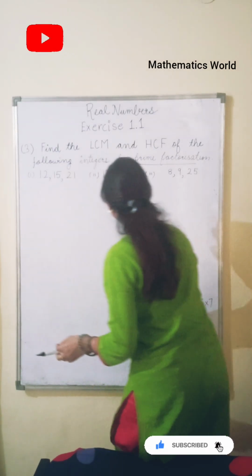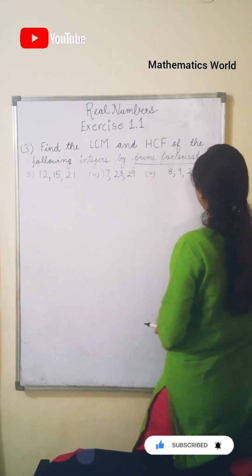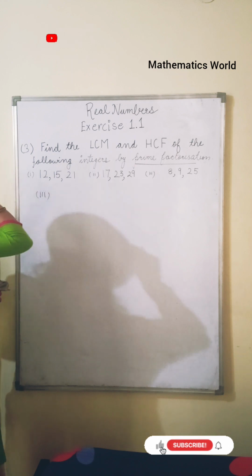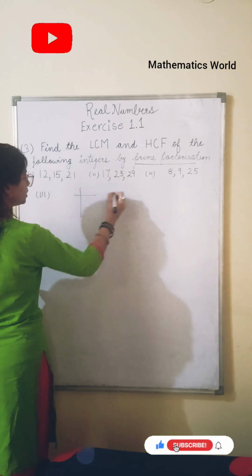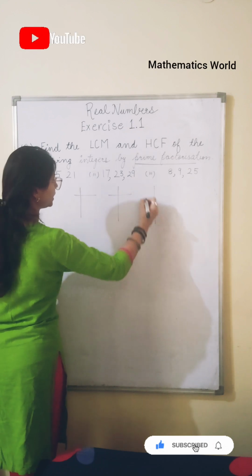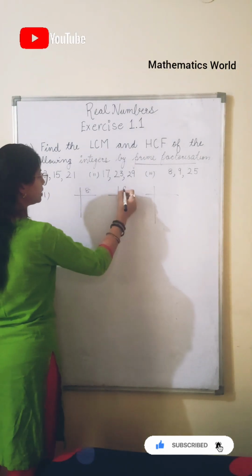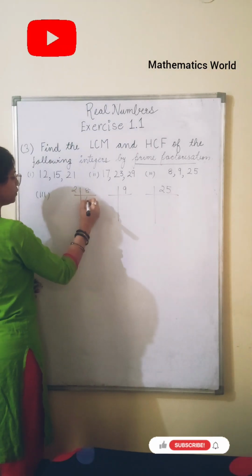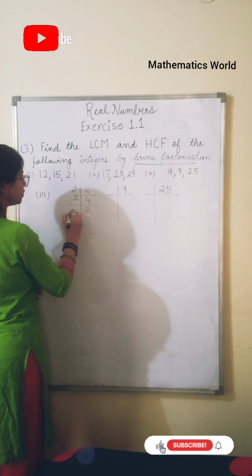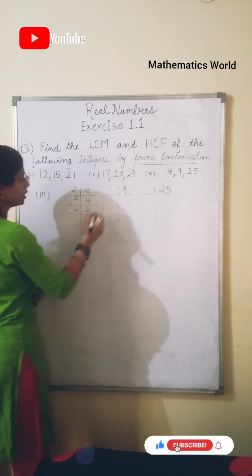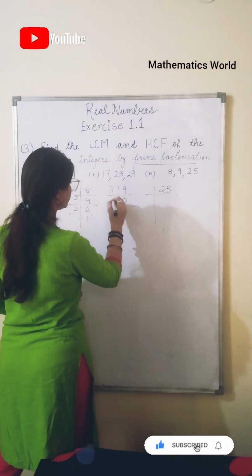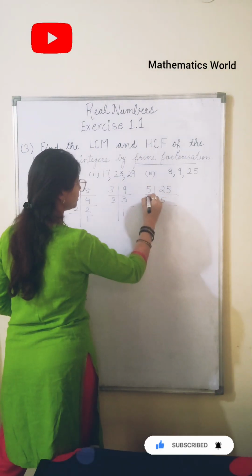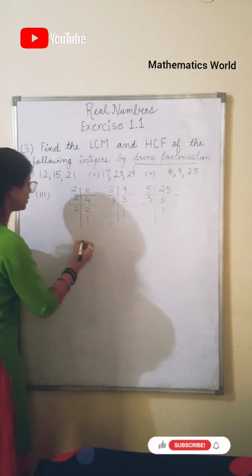So the third part is you have to find out the HCF and LCM of the numbers 8, 9 and 25. Let us prime factorize it. 2 4s are 8, 2 2s are 4, 2 1s are 2, 3 3s are 9, 3 1s are 3. 5 5s are 25, 5 1s are 5. So write its prime factorization.